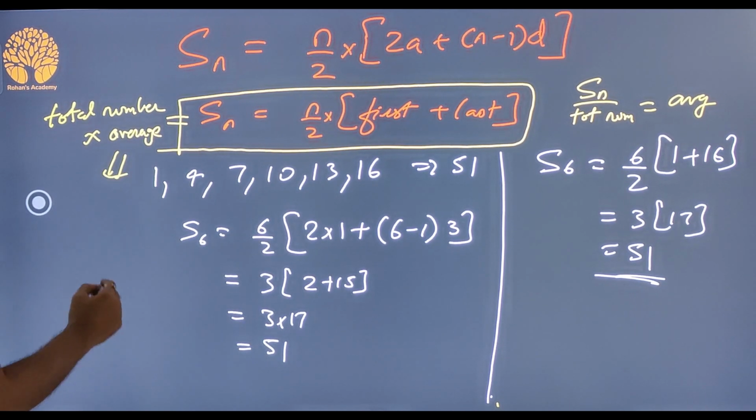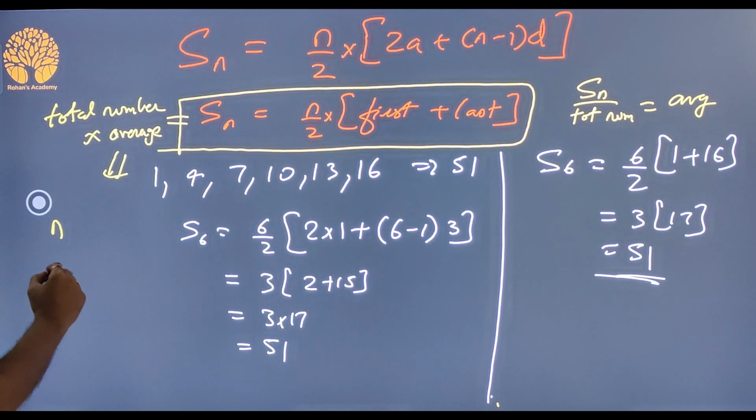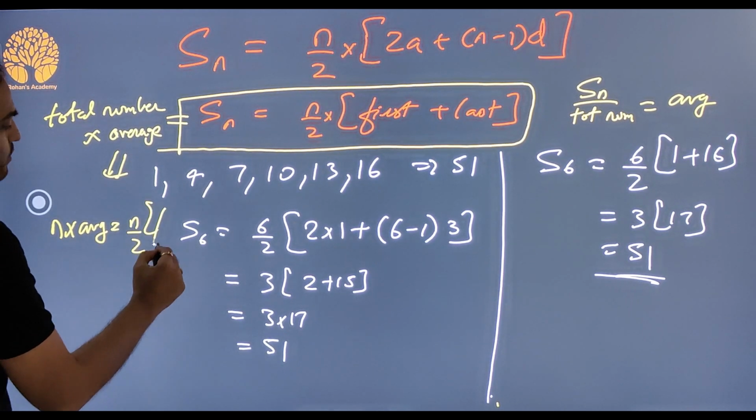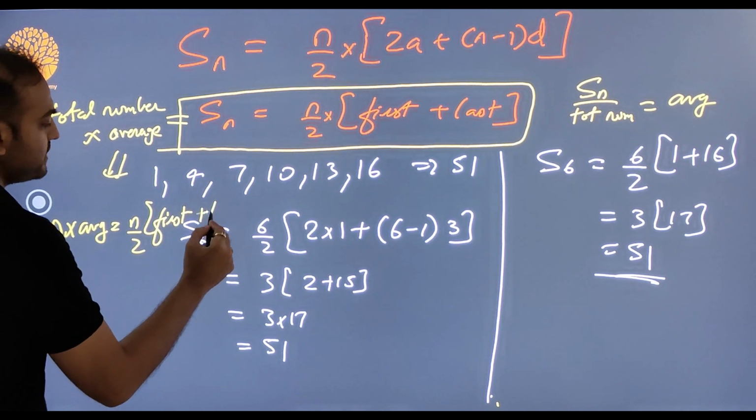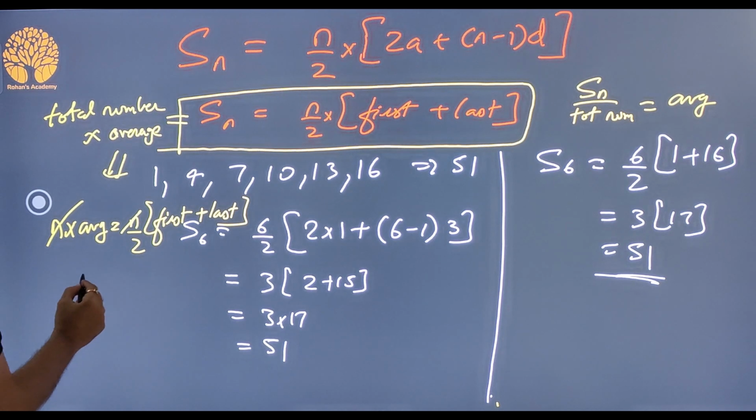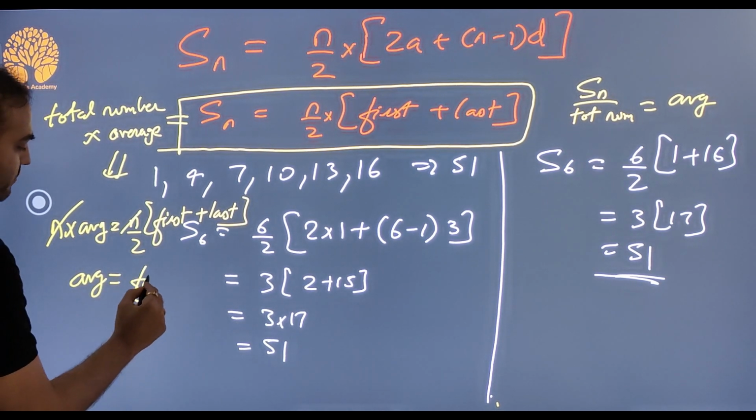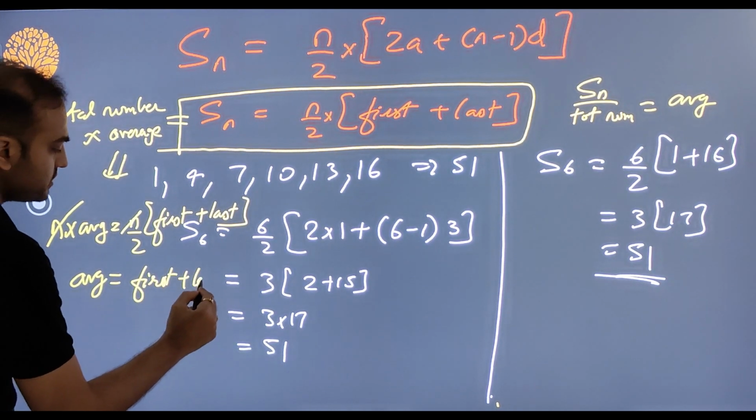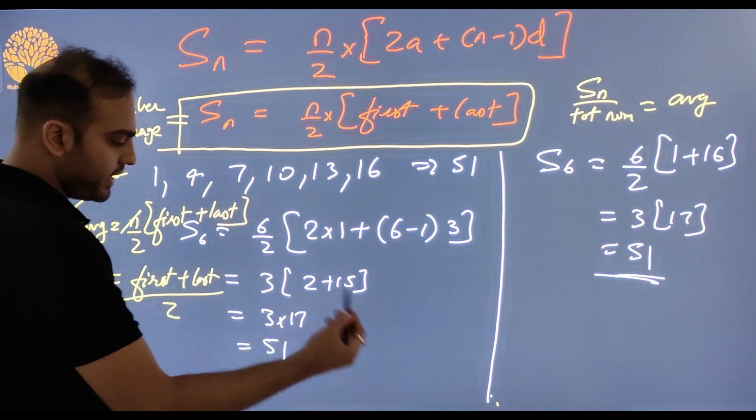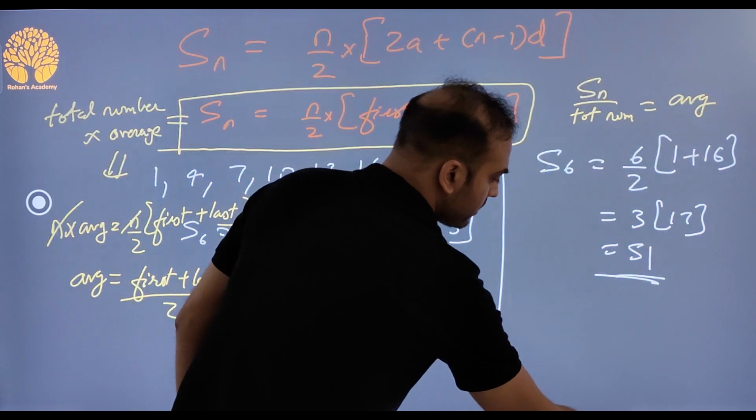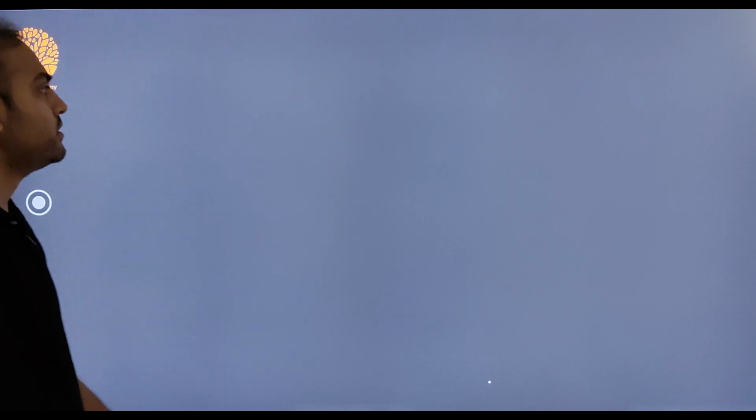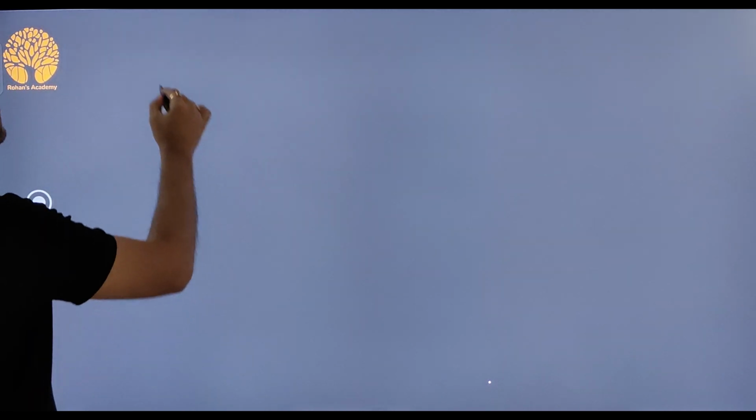If I just follow that here, total number I know is n times average is n by 2 into first plus last. n and n cancel out. What does this give me? Average is first plus last by 2. Let's get into more depth of this. What is our takeaway from here? We understand these formulas.